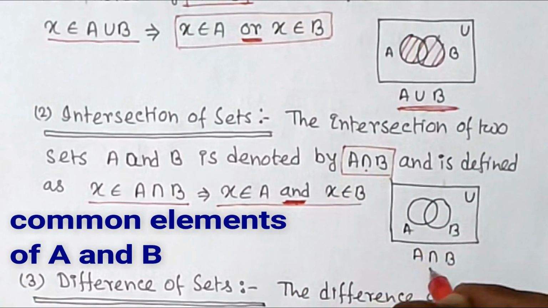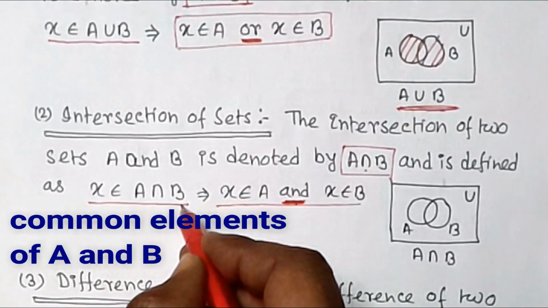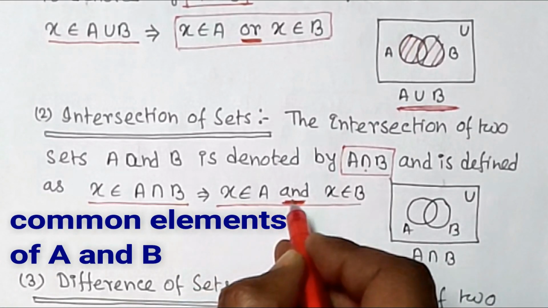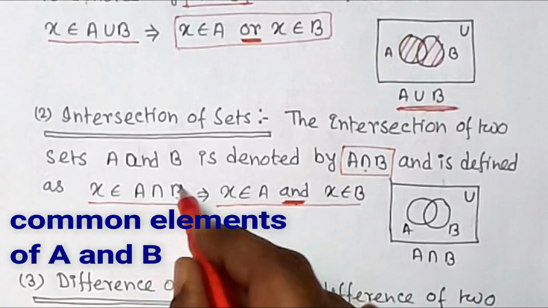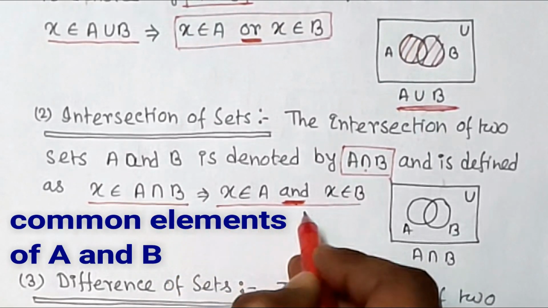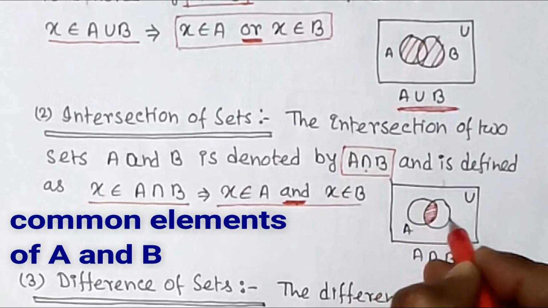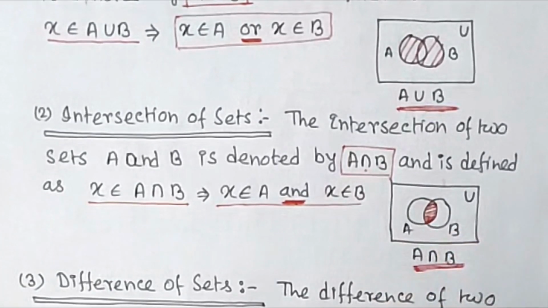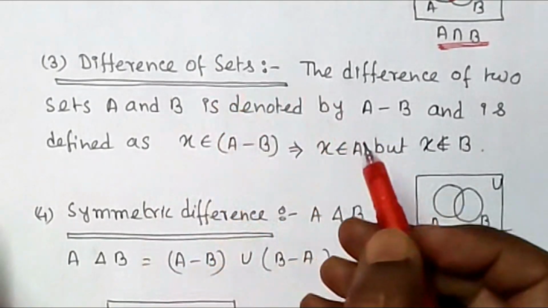For a Venn diagram, A intersection B means, look, X belongs to A intersection B means X is an element of A and X is an element of B also. That is, X belongs to the common portion of A and B. Look, this portion is common, and A intersection B means the common region which is marked by red ink.